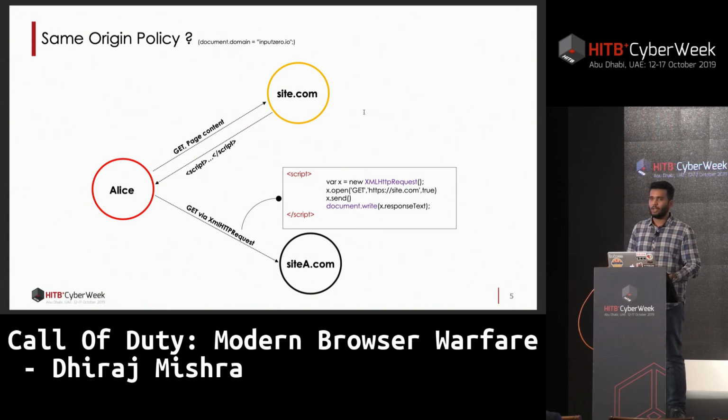Let's suppose a scenario where site.a.com is hosting some malicious XHR request, which is like a normal GET request, and tries to fetch data from site.com. The SOP implemented in the browser will actually deny it, because that's how the policy has been implemented. Same origin policy was implemented back in 1995 by Netscape Navigator, now owned by Mozilla.